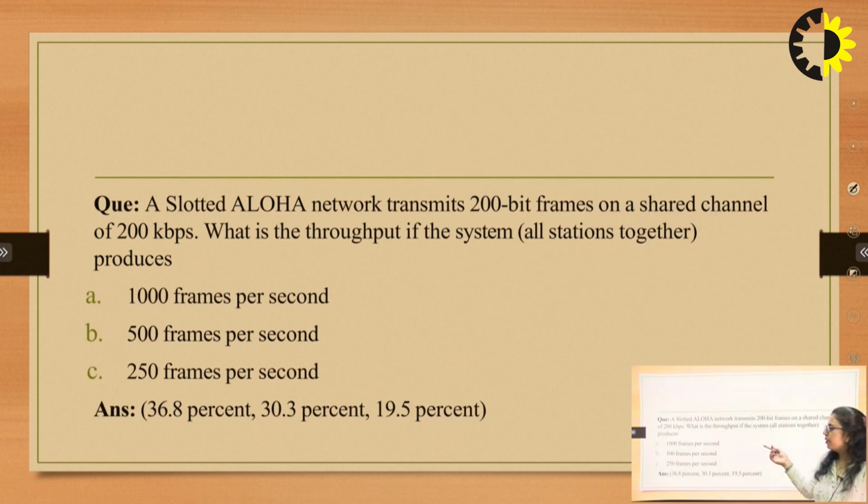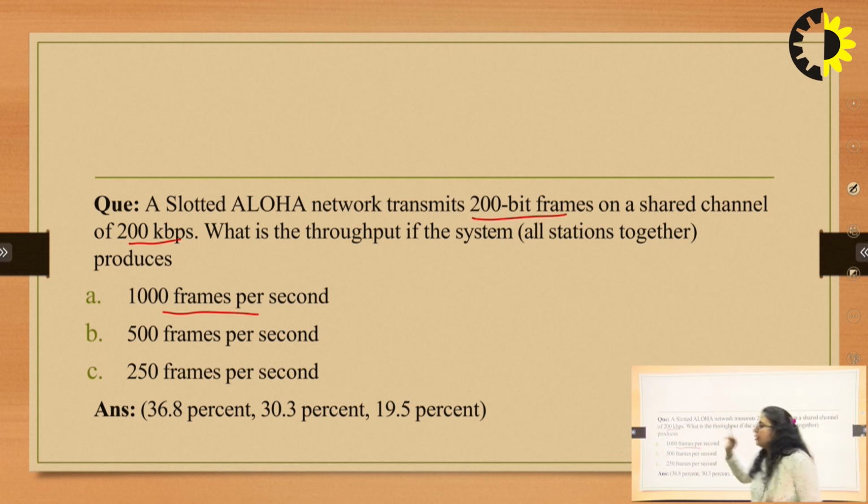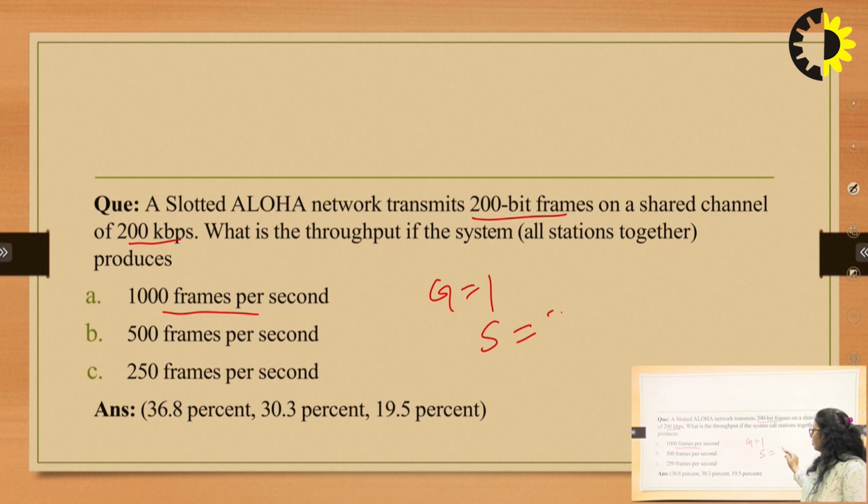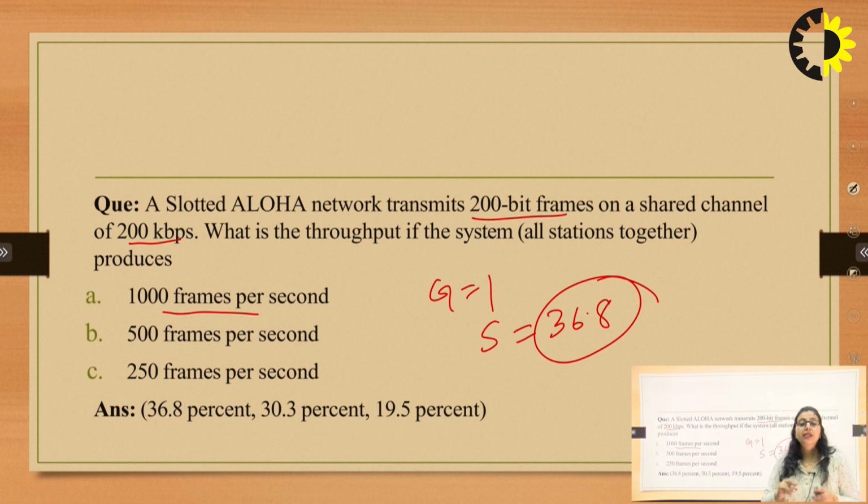So here this was also the same: 200 bytes of frame, 1000 bytes per frame, and the transmission rate is 200. It will give you the value of G equals 1. When we put the value of G equals 1, we get the value of S equals 36.8%. It means the chances of collision reduce, and the efficiency, meaning how much data has been transmitted, is 36.8. So 36.8 data has been safely transmitted from source to destination.